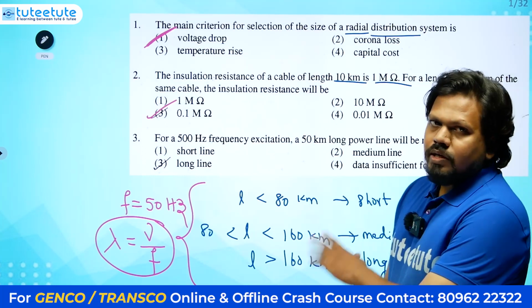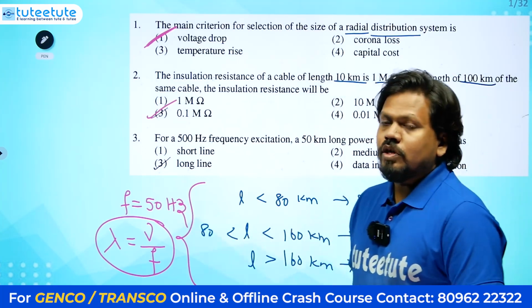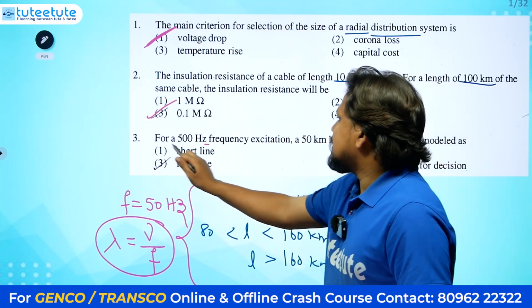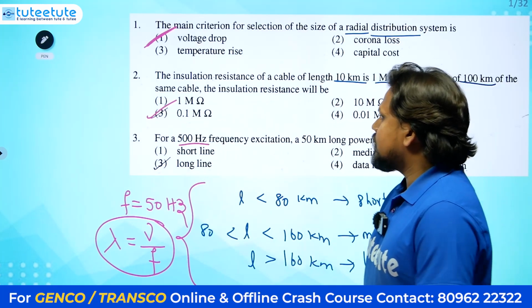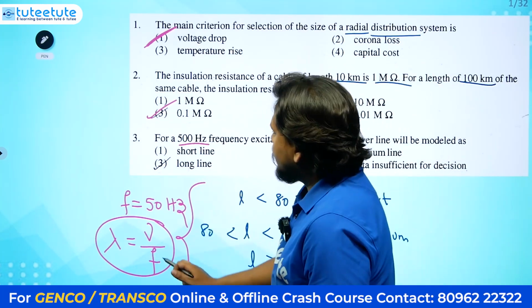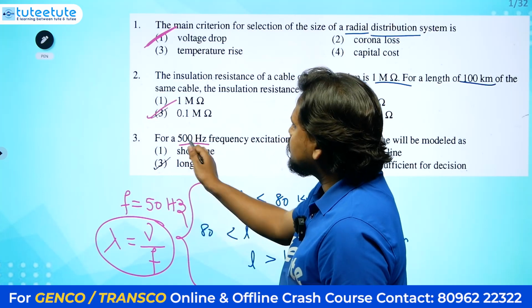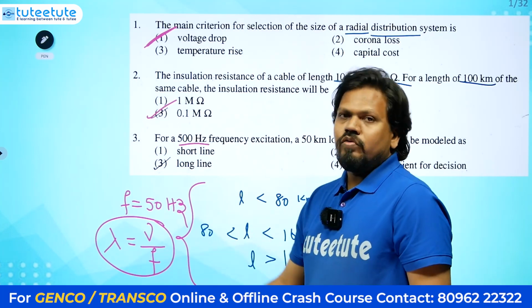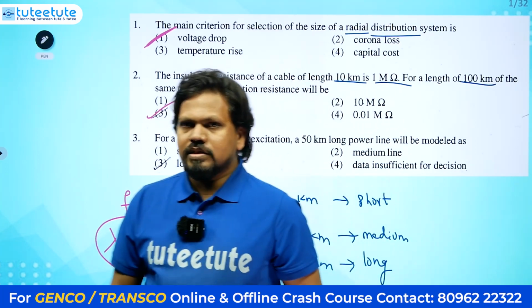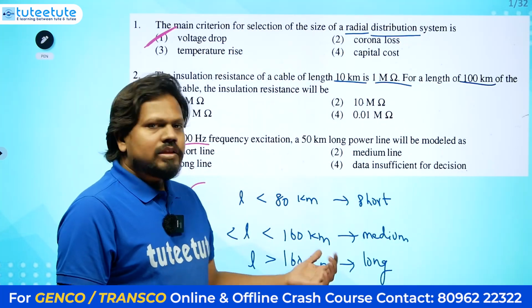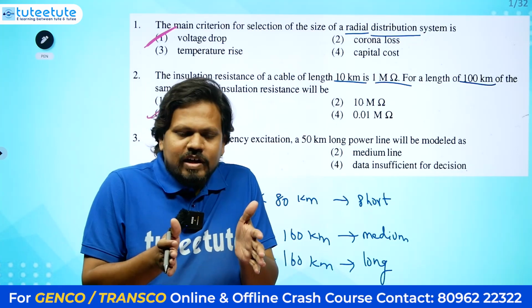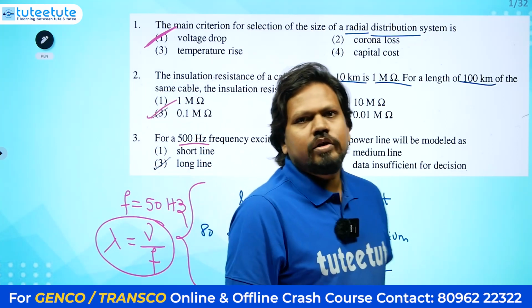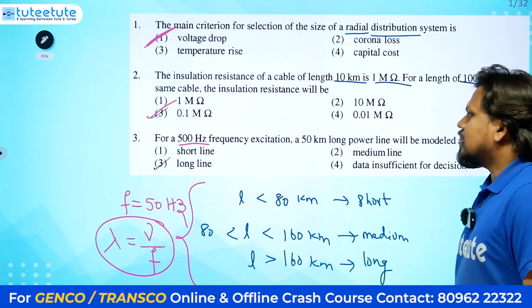Okay, so generally it is 50 hertz, but what they have mentioned here is that the frequency is not 50 hertz, the frequency is 500 hertz. Whenever frequency increases from 50 hertz to 500 hertz, you see one thing: lambda value will decrease, the wavelength decreases. That means this much length may not be considered, so for any very short line also, we need to consider it as a long line.